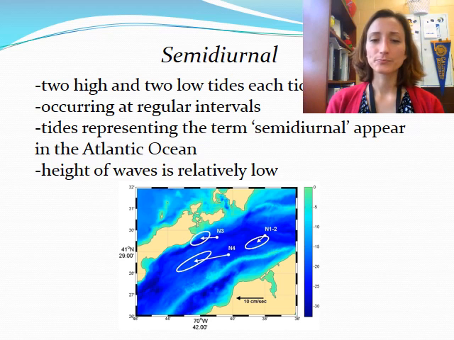And we mostly see this along the Atlantic Ocean, so you'll see it along the coast of Florida on the Atlantic side. And the height of the waves is relatively low, so you're not going to see a huge dramatic difference between low tide and high tide if you are in a semi-diurnal situation.